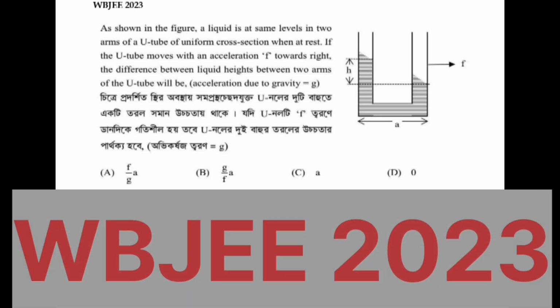In WBJEE 2023, the question was relating to a U-tube containing a liquid, and its cross-sectional area was uniform throughout. The U-tube was accelerated towards the right in the horizontal direction with an acceleration of f. A constant acceleration due to gravity g was acting in the vertically downward direction. As a result of this motion, there was a difference of height between the right side and the left side of the U-tube, and that difference of height was h, and the question was asked to calculate that in terms of g, f and a.